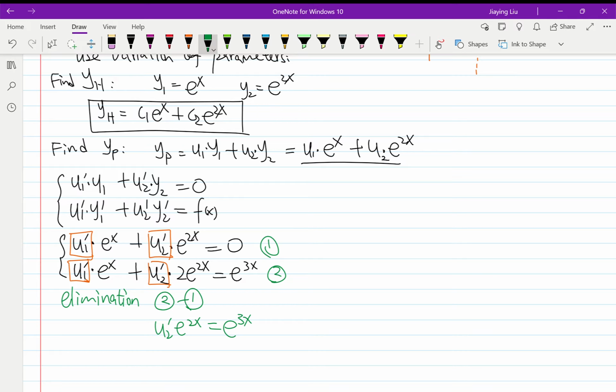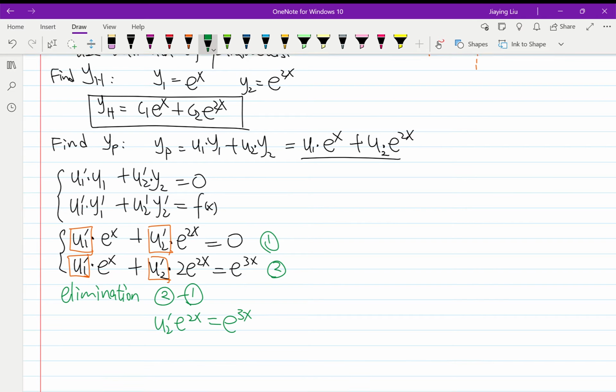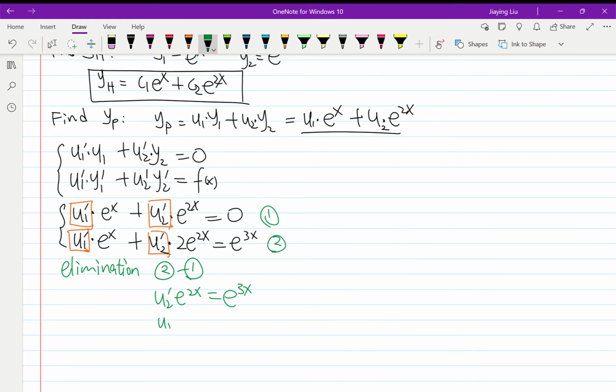And now we can actually solve for u2 prime. So divide by e to the 2x. So u2 prime equals e to the 3x divided by e to the 2x. And if you remember that when you divide two terms with the same base, we end up subtracting the exponents. So that's going to be e to the 3x minus 2x. That becomes e to the x. This is the u2 prime.